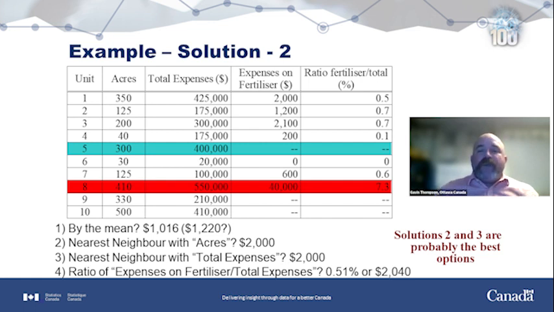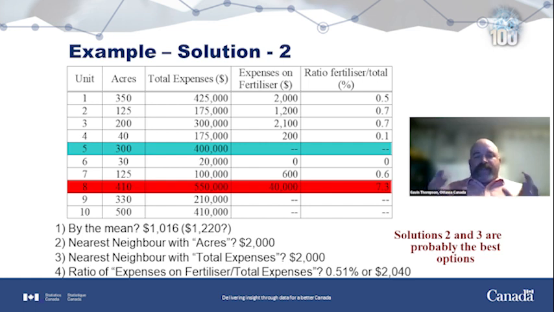Either way, I would suggest, I would force you, suggest is the right word, I would suggest that you leave this value out. And if we take a look at the solutions, if we leave this outlier out, the average value now becomes 1,016. The nearest neighbor doesn't change, it's still at 2,000. And if we look at the ratio of expenses on fertilizer to total expenses, we get 2,040. So they're all hovering around the same value. Now, for method number 1, I gave 2 possible answers to what the average value is here. I said 1,016 or 1,220.